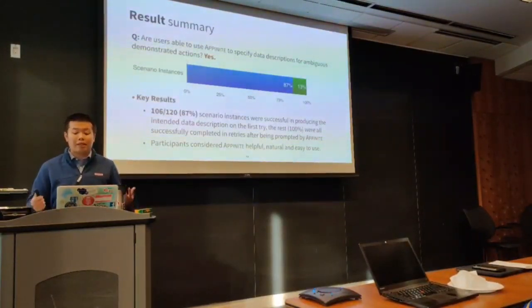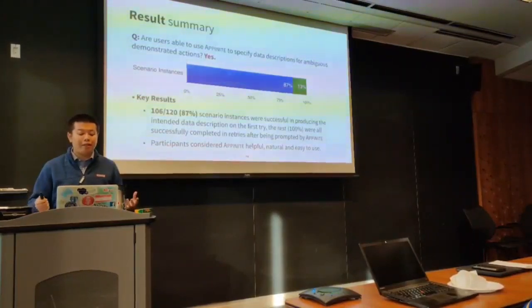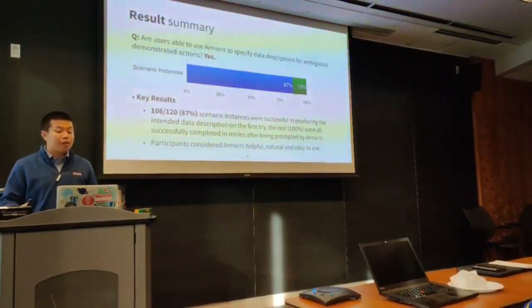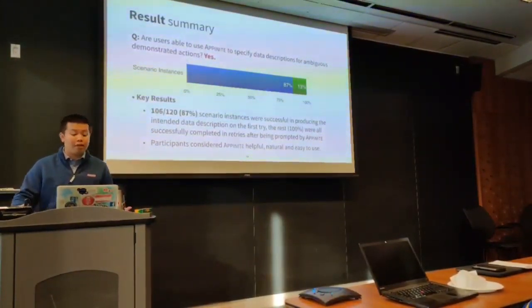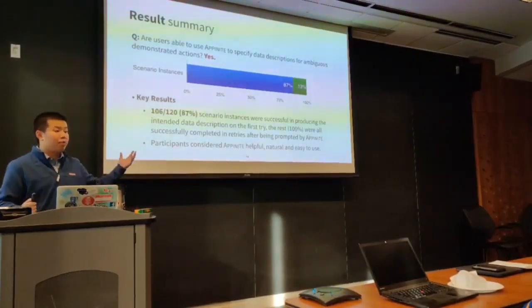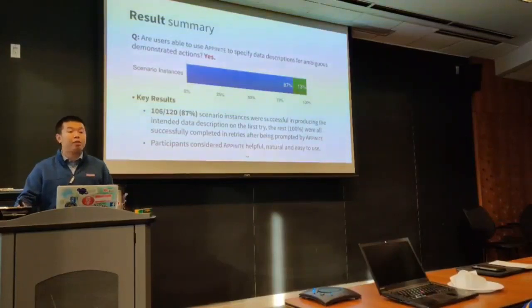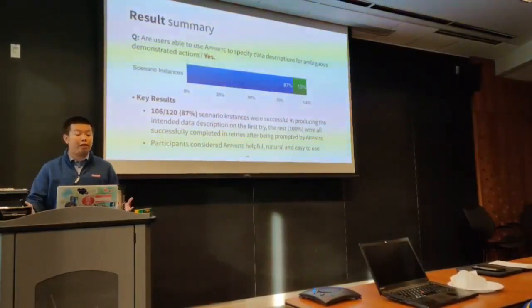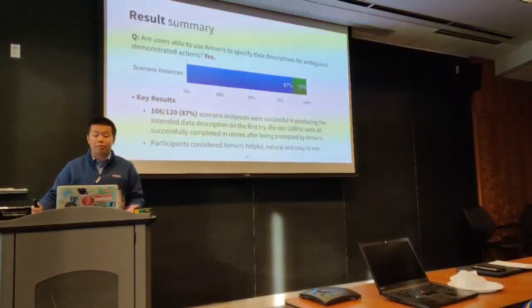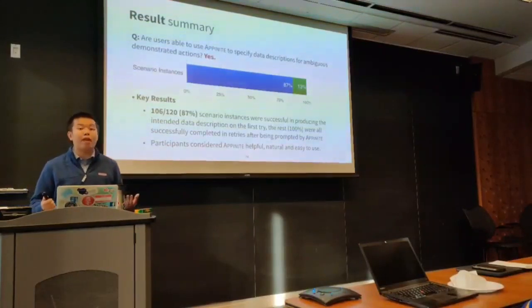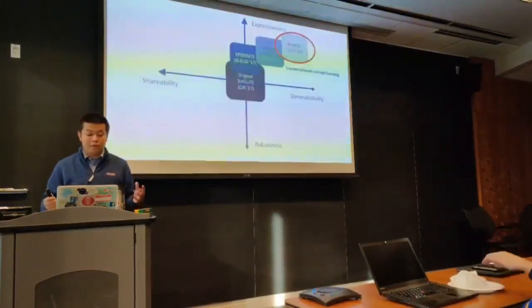Our participants succeeded in producing the intended data description on the first try in 87% of scenario instances. All the rest were also successfully completed in retries after being prompted by AppNight. This result suggests that AppNight is usable for end users to specify data descriptions in programming by demonstration tasks. In the survey, users also considered AppNight helpful, natural, and easy to use.